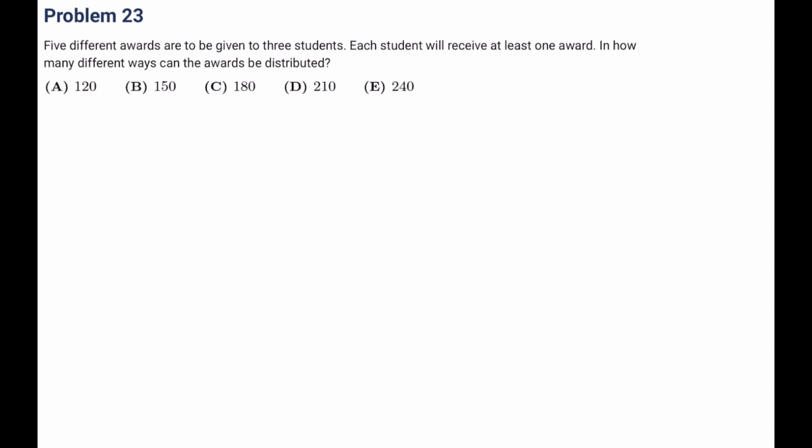So the first case would be 3, 1, 1, with each number representing a student, and then the other case is 2, 2, 1. If we start with the first case, one of the students is receiving 3 awards, and each of the other 2 students receives 1 award each.